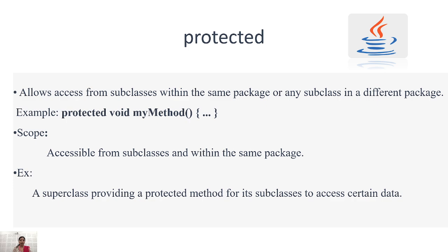The next modifier is the protected one. As the name suggests, it is protected. That means it allows access from a subclass within the same package, or any subclass in a different package. How will we define it? Instead of the public keyword, we use protected here. The scope of this protected access modifier is accessible only from the subclass or within the same package. For example, a superclass providing a protected method for its subclass to access certain methods or certain data.